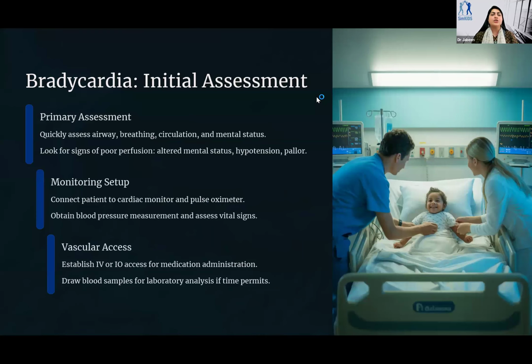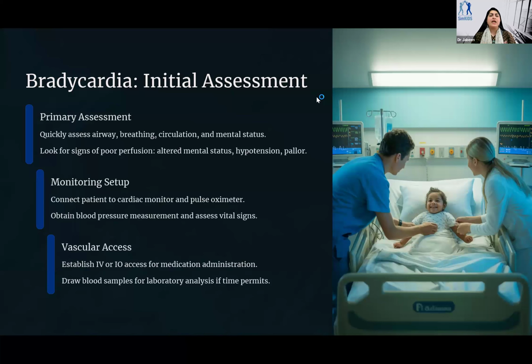Very good comment. So, in bradycardia, the initial assessment will be a quick assessment of airway, breathing, circulation, and mental status, looking for signs of poor perfusion, which are altered mental status and hypotension later on. You should monitor them with a cardiac monitor and pulse oximeter, obtain blood pressure, and continue reassessing their vital signs. Obtain vascular access, either IV or IO, for medication administration, and blood samples to rule out your H's and T's.